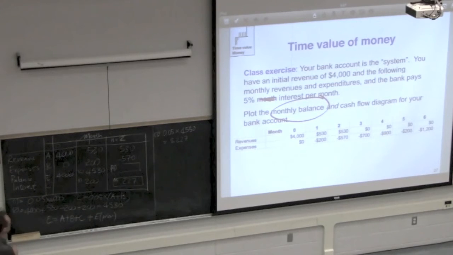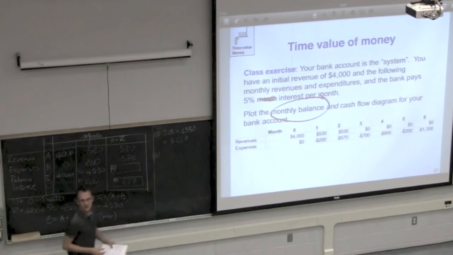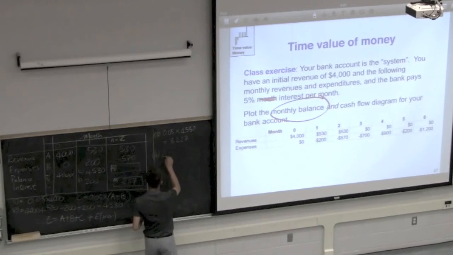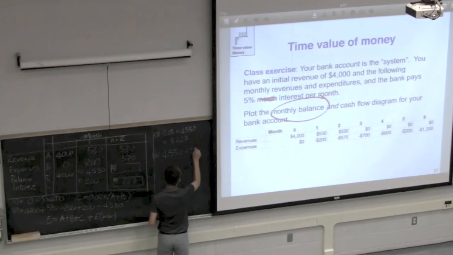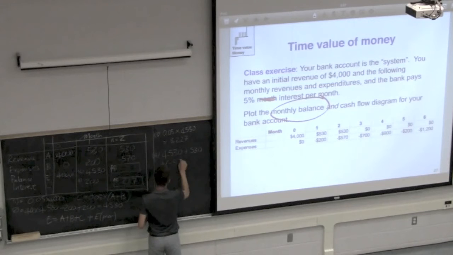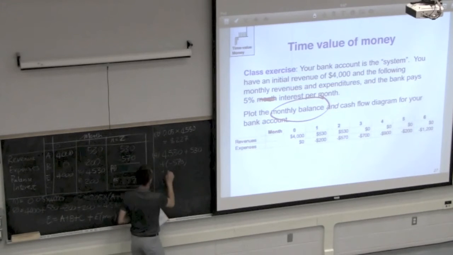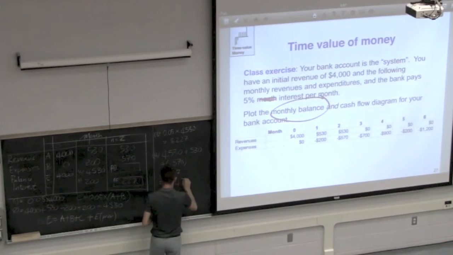Fourth entry over here for the balance going forward. Any answers? 4717. So that balance is the prior month's balance, 4530, plus the revenue flowing in, plus minus 570, plus the interest earned of 227, gets me 4717.